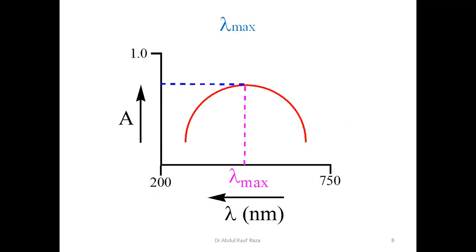Another terminology that we use in UV visible spectroscopy is called lambda max. What is a lambda max? I shall present this with a known UV visible spectrum, just from Fleming's book.